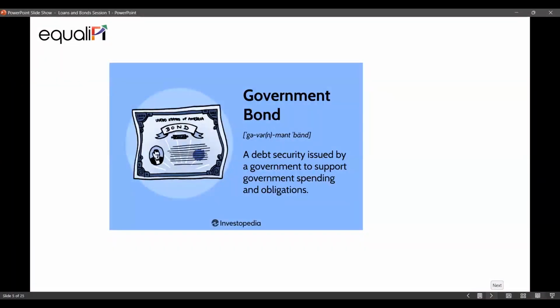A government bond is again a debt security issued by government to support government spending and obligations. So we know there are a lot of government bonds.